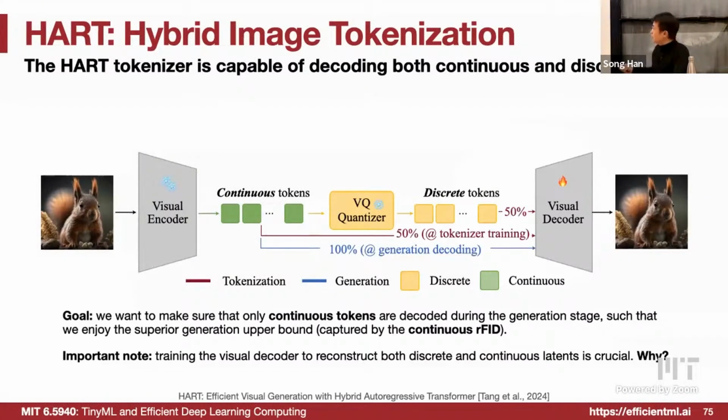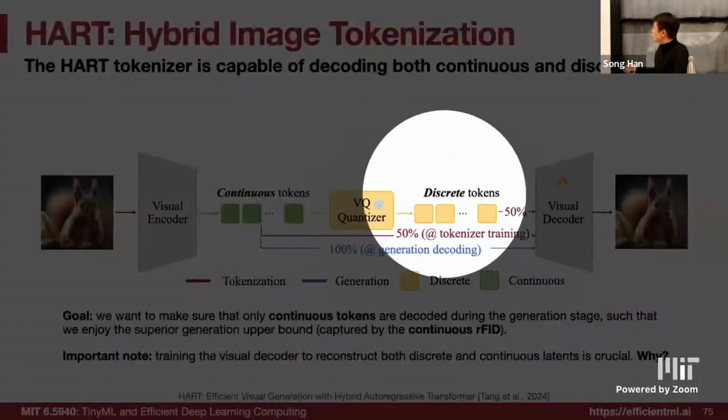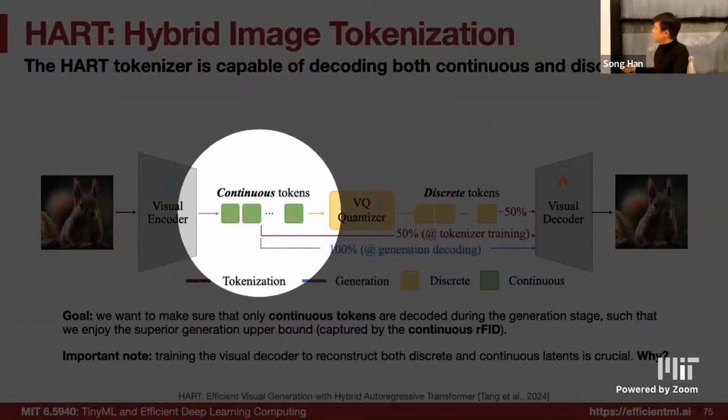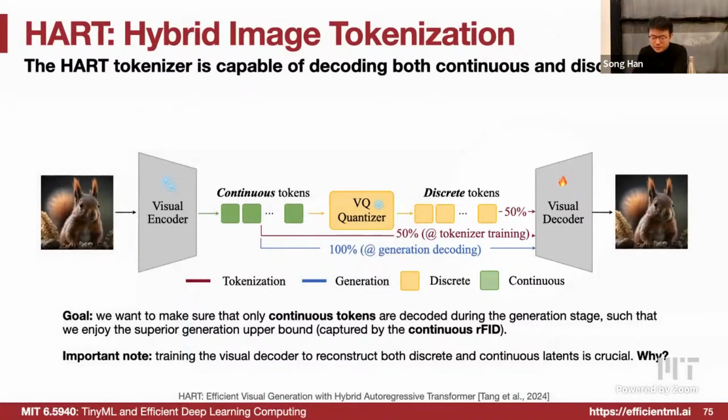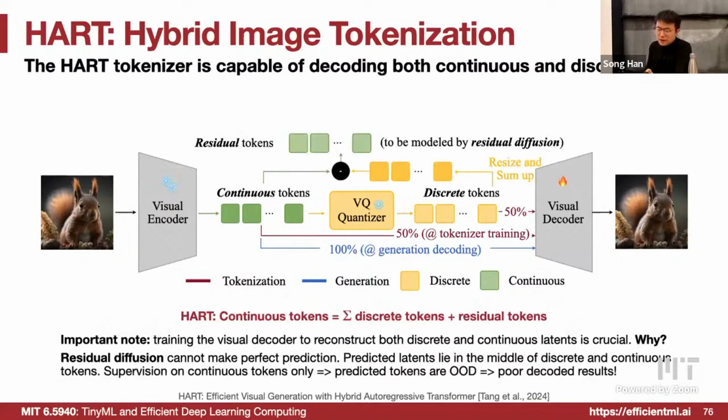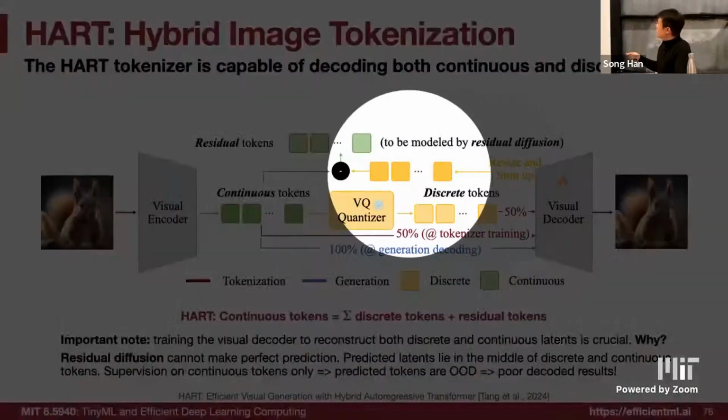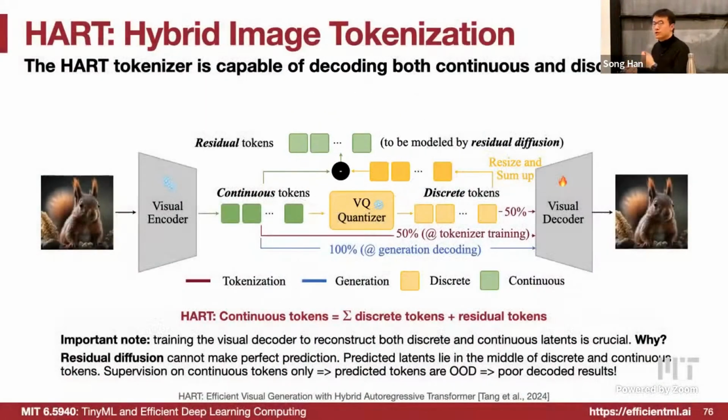But at training time, sometimes we sample directly from the continuous tokenizer, sometimes we sample the discrete tokenizer. So to make sure that they're in the same space, so that the same decoder can decode both the continuous token and also the discrete token, at our training time we try to learn the residual token. Okay? The residual is the difference between the continuous and also the discrete token.